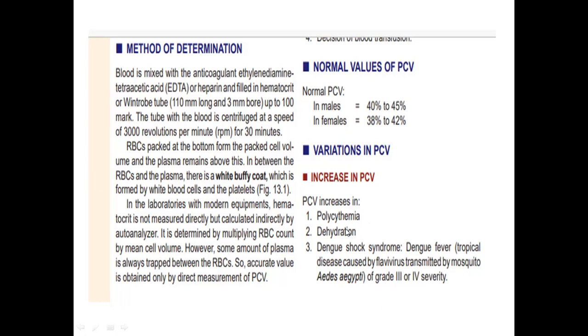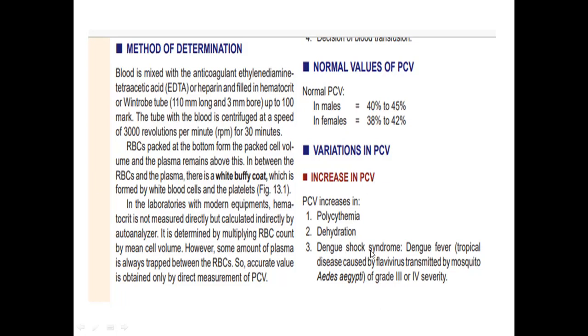That is why dehydration will cause an increase in packed cell volume. So when somebody comes to the hospital and does a blood test, when you see that there is an increase in packed cell volume, you could either suspect that the patient has polycythemia or the patient has dehydration.